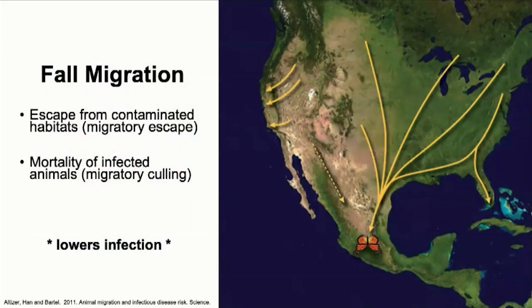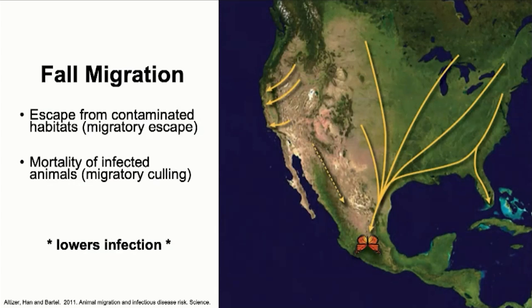So here's just a map of North America with some arrows indicating more or less the path that monarchs are migrating in the east and the west. And so there are two phenomena that are occurring. So first, migration allows monarchs to periodically leave behind that contaminated milkweed, where those infectious spores are building up on milkweed plants. And so this is what we call migratory escape. So they're literally escaping infected environments.